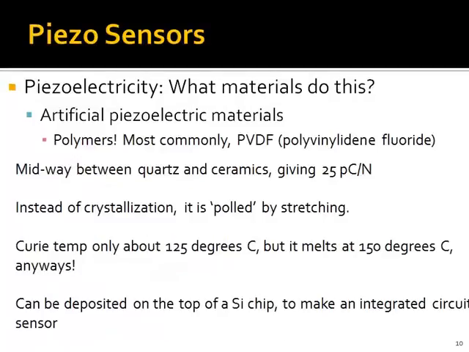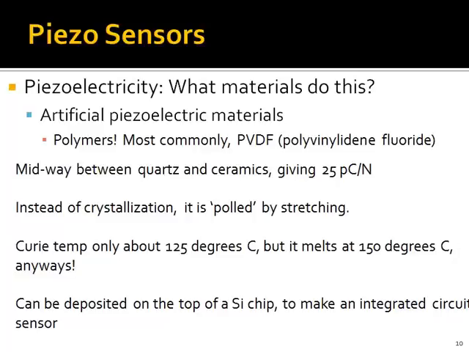We can also make piezoelectric materials out of polymers. Polymer piezoelectrics don't give as big of an effect as the crystallized ceramics, but they have the benefit that they can be deposited on the top of a silicon chip so that we can make an integrated circuit sensor like a MEMS device that we were talking about earlier.